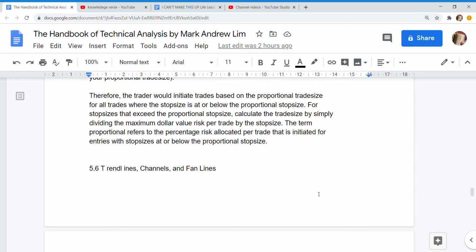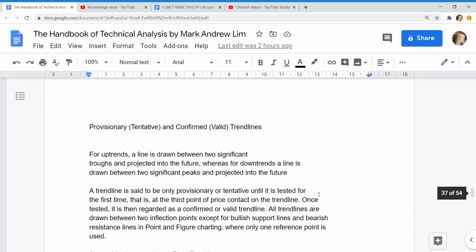5.6 Trend lines, channels and fan lines. Provisionary, tentative and confirmed valid trend lines. For uptrends, a line is drawn between 2 significant troughs and projected into the future, whereas for downtrends a line is drawn between 2 significant peaks and projected into the future.